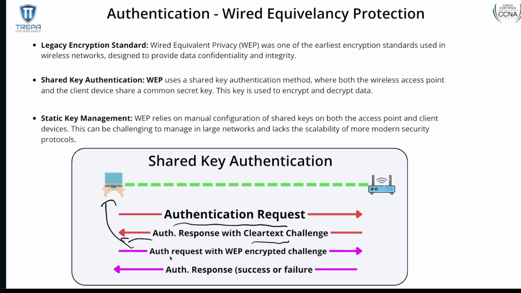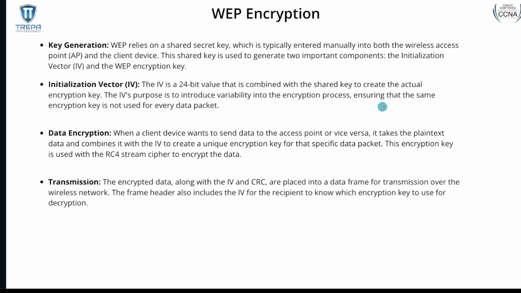And then we do another authentication request with the WEP encrypted challenge. So now we're encrypting, and then we send back that authentication response. And then if it's successful, now we can associate to the network. So, WEP encryption. Now I know we're getting a little bit ahead of ourselves, right? We're going over encryption during our authentication methods, but that's okay.